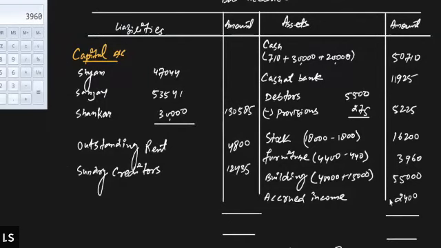Now we will tally the balance sheet, and most probably our balance sheet should tally. So let's total the asset side first of all. 50,710, 11,925 plus 5,225 plus 16,200 plus 3,960 plus 55,000 plus 2,400. So the balance is 1,45,425. And just hope that we get the same value on the liabilities side as well. 1,30,585 plus 4,800 plus 12,435. And we are having a mismatch here. 1,47,820. I think we are missing something here.